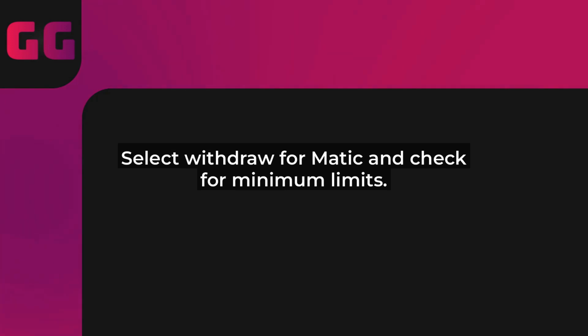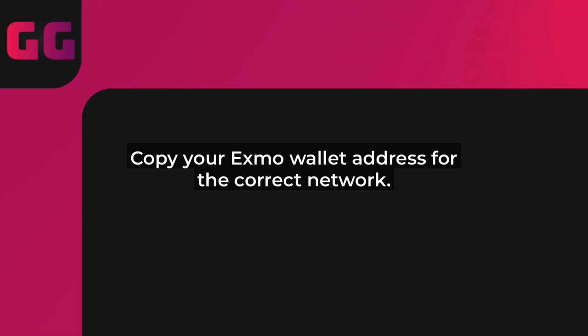Step 3. Now, grab your XMO wallet address. Log into XMO, go to your wallet, and copy the Modic deposit address. Make sure it's for the correct network, like Polygon, to prevent your transaction from failing.